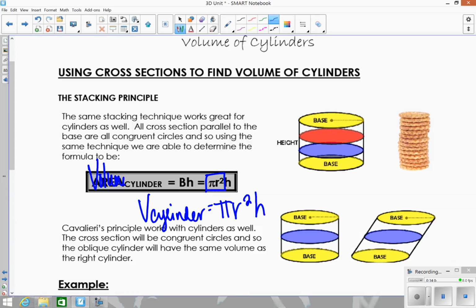With a prism, the shape changes for the base. It could be a triangle, it could be a square, it could be a hexagon. So the base is going to change, which is why we use just capital B times H. But for a cylinder, it'll always stay the same. It'll always be pi r squared times H, because it's always a circular base.